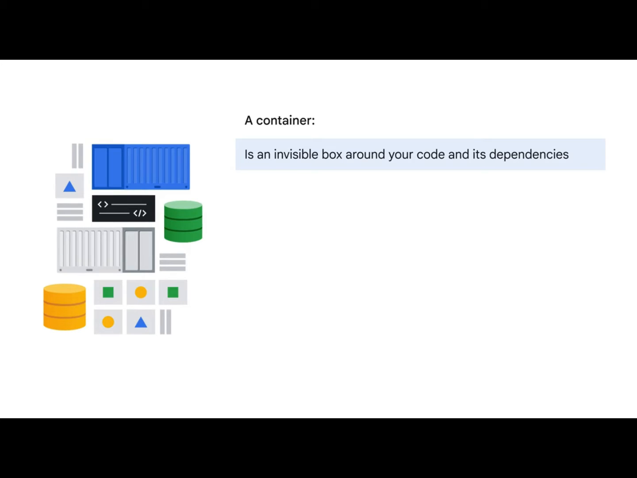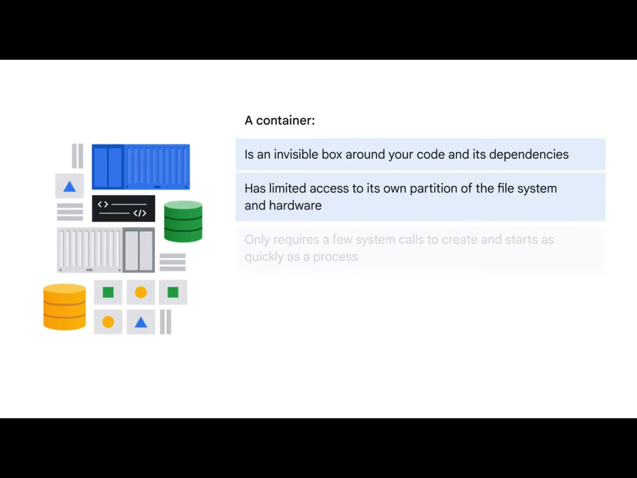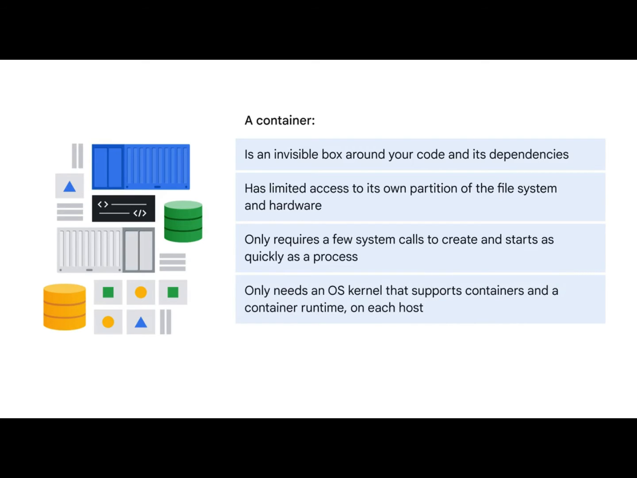A container is an invisible box around your code and its dependencies, with limited access to its own partition of the file system and hardware. It only requires a few system calls to create, and it starts as quickly as a process. All that's needed on each host is an OS kernel that supports containers and a container runtime. In essence, the OS is being virtualized. It scales like PaaS, but gives you nearly the same flexibility as IaaS. This makes code ultra-portable, and the OS and hardware can be treated as a black box.